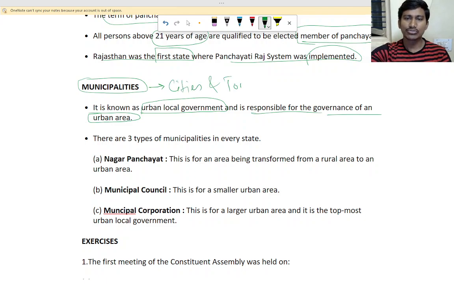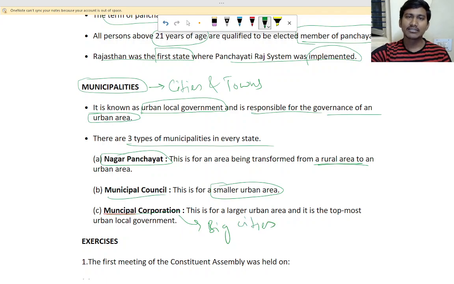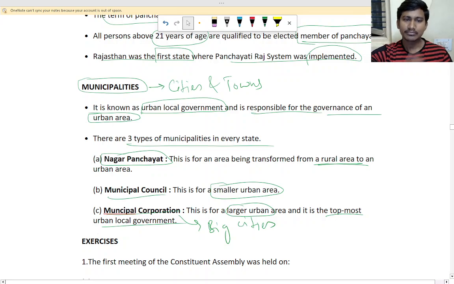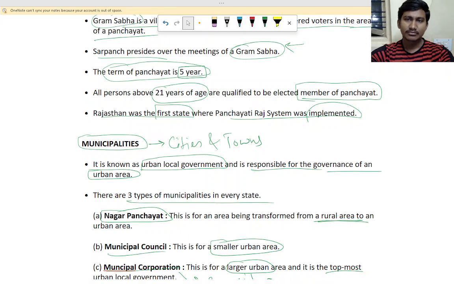Big towns. There are three types of municipalities. Nagar Panchayat is for rural areas in transition. Municipal Council is for small urban areas, and Municipal Corporation is for big cities. This is for larger urban areas, and it is the topmost urban local government. Understand about municipalities? It is for Bengaluru. So like that municipalities will be there.